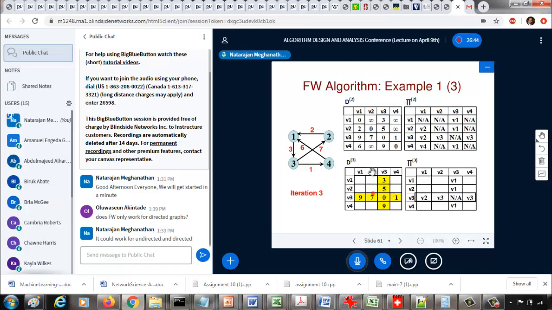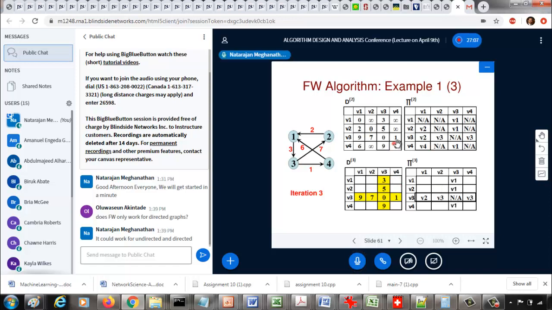Okay, so now it's again diagonal, V2 to V2 is 0 because this graph has only positive edge weights. You can always cross check. The vertical line will reach here at 7, horizontal will reach here at 5. So again 5 plus 7, 12, less than 0? No, so stay with 0, and whatever is the predecessor, not applicable will be the predecessor here.